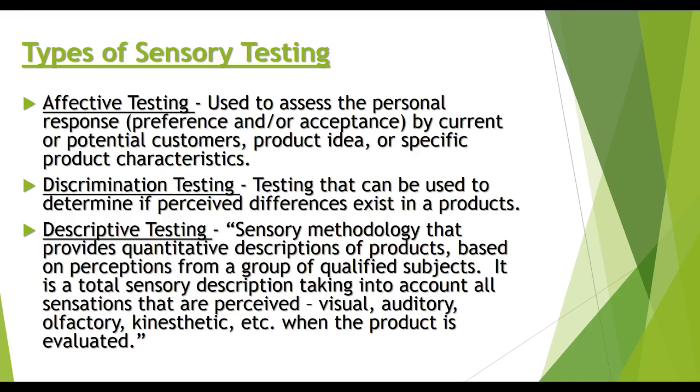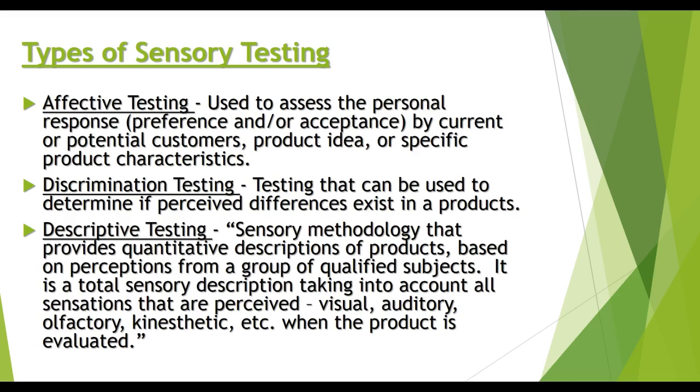So just to recap, affective testing looks at the hedonics, what people like, their preferences or acceptance to the product idea, or specific product characteristics. Discrimination testing is testing that can be used to determine if a difference exists in a product. These tests answer only one question: is there a difference or not? And this goes back to the Thurstonian modeling that we just talked about.